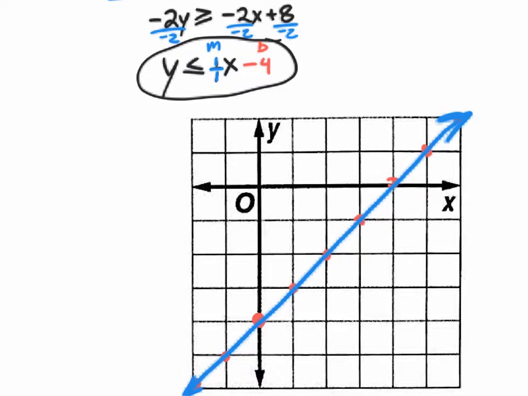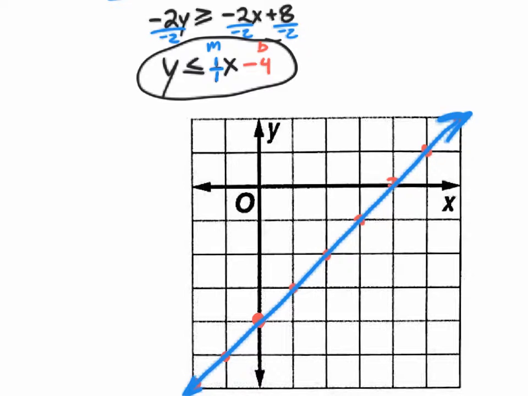Now we need to show where all of the answers are at. They're either going to be on this side of the line or on the other side of the line. Okay? So we need to test a point. What point are we going to test? 0, 0. Why 0, 0? Because it's the easiest one.